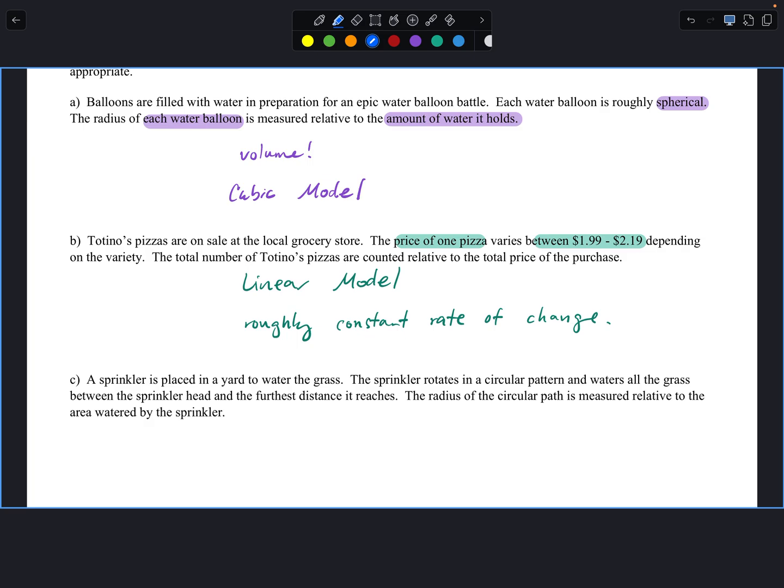Area. Because what do we know about area in terms of models from our notes? What's the best model? Quadratic. Quadratic because think about it, guys.